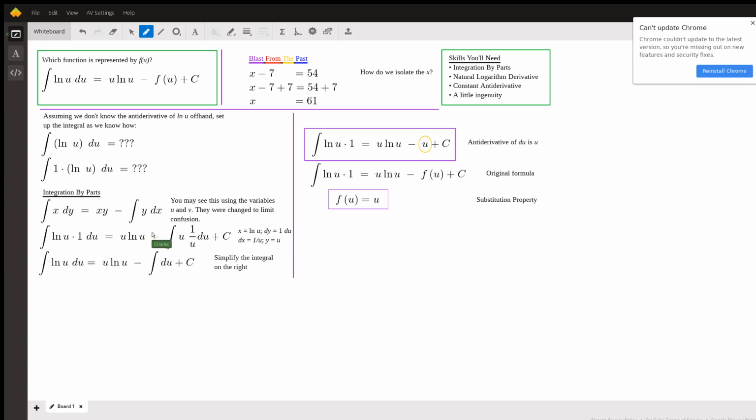Plugging all of that in here, you get all of these things, and then xy being u natural log of u. And this part is what we need to clean up. It's a simple thing. We just multiply them and it becomes 1. So now, after simplifying this integral, we have the integral of du, which we need to work on. Well, the integral of du we've already done, which is right over here. So the integral of du becomes u, and we plug that in. And now if we compare it to our original formula, we have the substitution property, which says f of u is equal to u. Hence the answer that Lizzie is looking for.